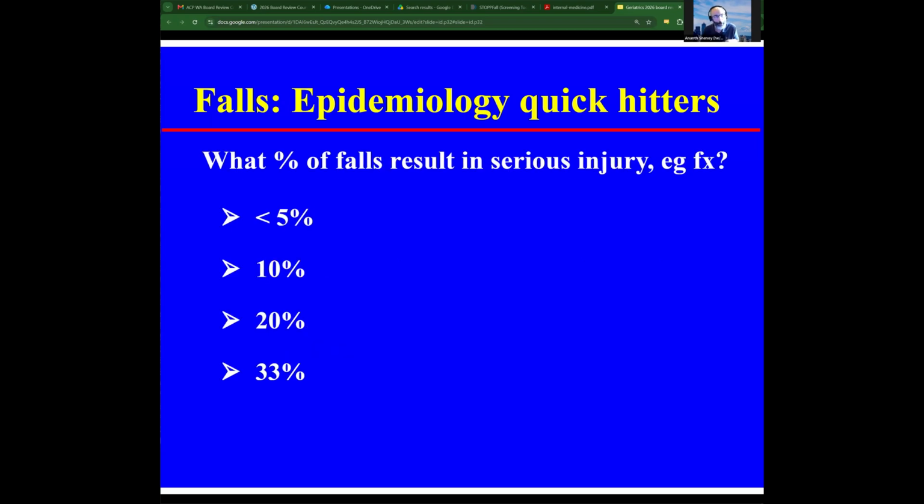So, why are falls so bad? What percent of those falls result in a serious injury, like, of course, a hip fracture or a vertebral fracture? Is it less than 5% of the time, 10% of the time, 20% of the time, or 33% of the time?